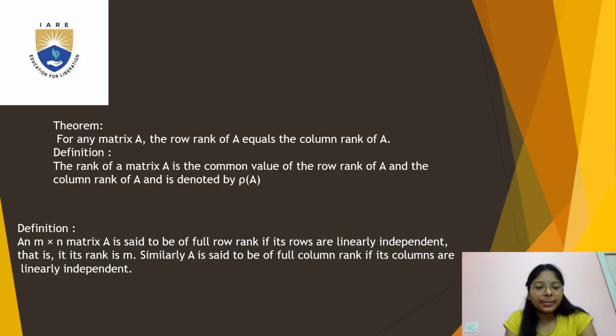Definition: an m cross n matrix A is said to be of full row rank if its rows are linearly independent, that is, if its rank is m. Similarly, A is said to be of full column rank if its columns are linearly independent.